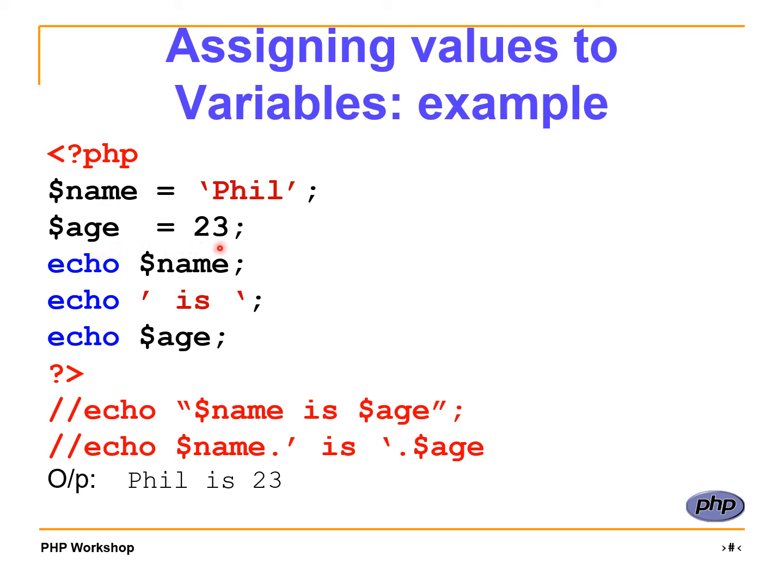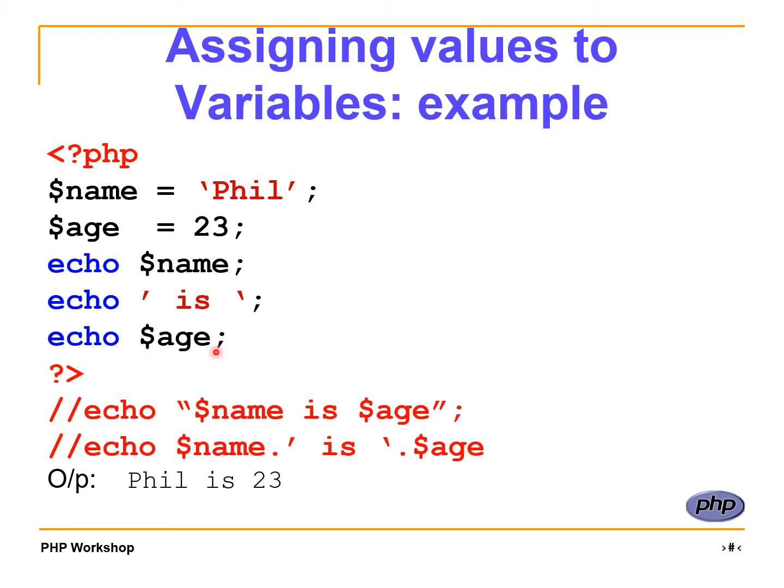$age is equal to 23. You can see 23 is a number and it is not placed in single or double quotes. So age is a numeric variable. Then echo $name, echo $age. For echo $name, the value stored in $name will be printed, so fill, without the single quotes.